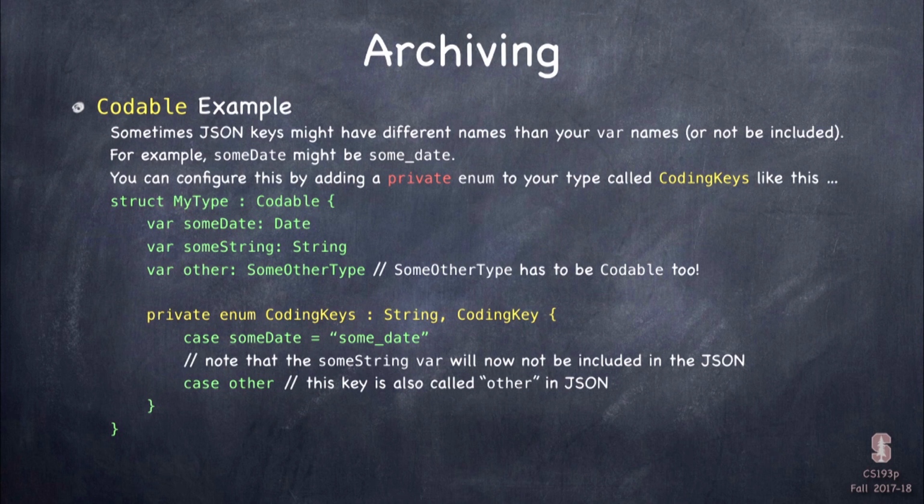And notice that I didn't put some string case in there at all. So some string is not even going to be put in the JSON. Okay? So this is a really cool, simple way to customize the JSON that you generate from your type.